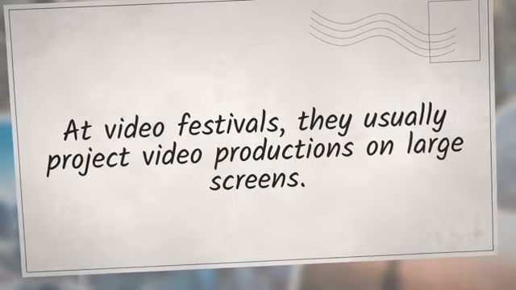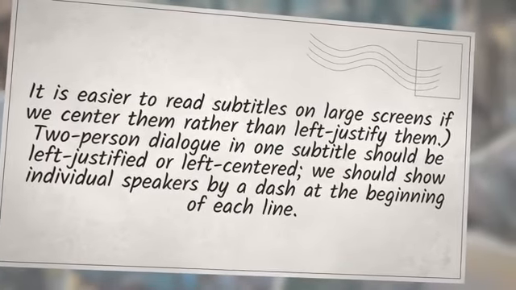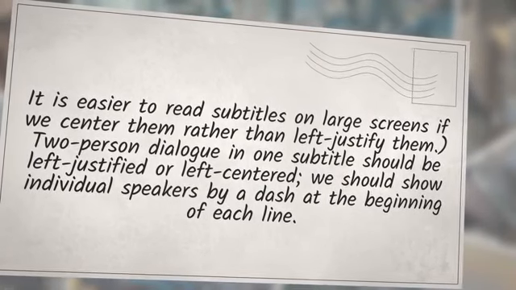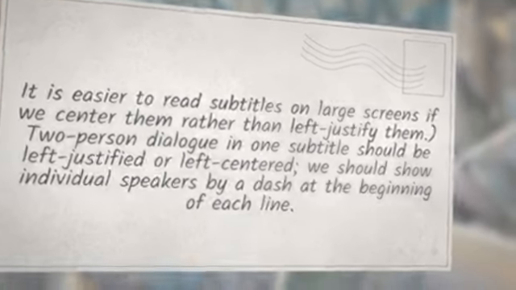At video festivals, they usually project video productions on large screens. It is easier to read subtitles on large screens if we center them rather than left justify them. Two-person dialogue in one subtitle should be left justified or left centered. We should show individual speakers by a dash at the beginning of each line.